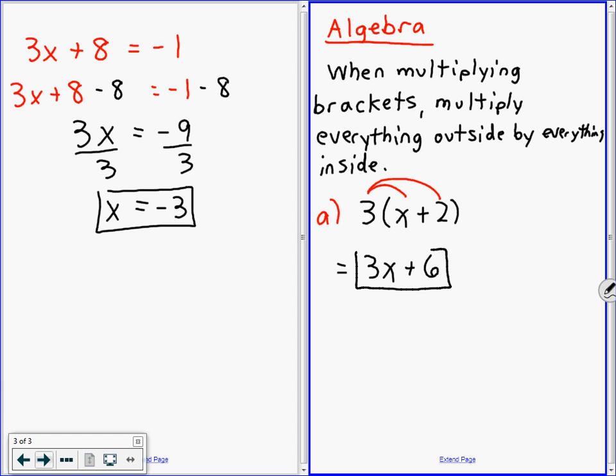Okay, now I'm going to take a step back. And I want you to be brave, and if something isn't clear, please be brave and ask, okay? Right, so 3 times x is 3x, and then 3 times 2 is 6. So whatever's on the outside gets multiplied by whatever's on the inside. All good? Mostly? If you're not, please be brave and ask again.